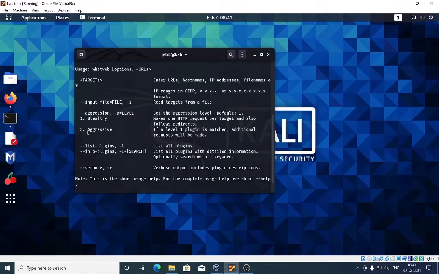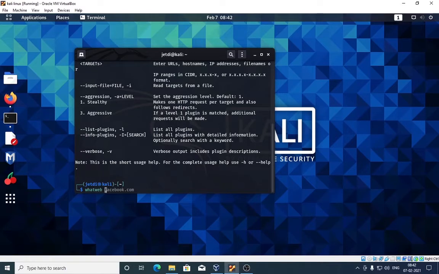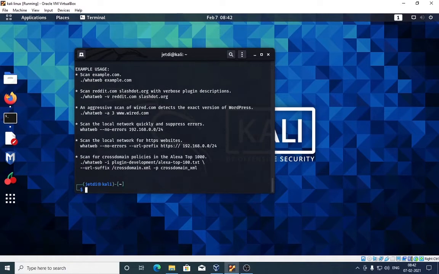You are thinking, where is the heavy one? It's not listed here, but don't worry, I'll be taking you to the help page. So remember this thing, verbose -v. It will show us everything about the plugins, and this is very important because if we don't put -v, the information will be cluttered. To use the help, retype whatweb and --help and press enter, and it will take us to the help page.